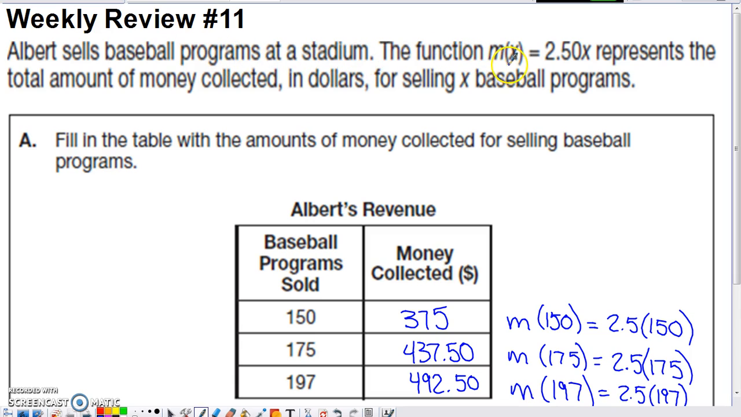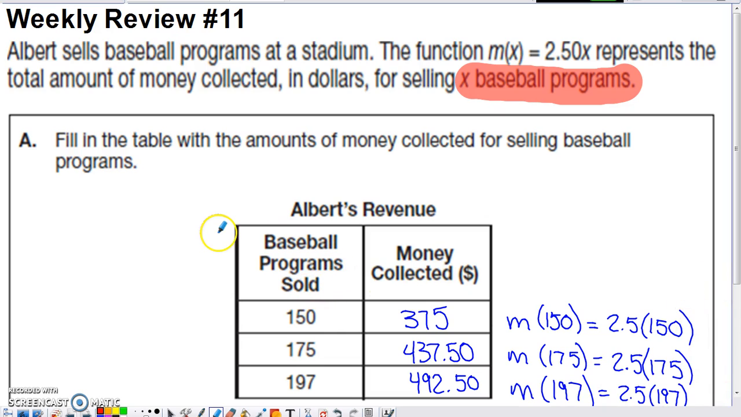We've got a function, so this would not be m times x, right? It's m of x. So m of x equals 2.50 times x, and that represents the total amount of money that he collects in dollars for selling x baseball programs. So I think it's pretty significant, this little end statement here. x is the number of baseball programs being sold.